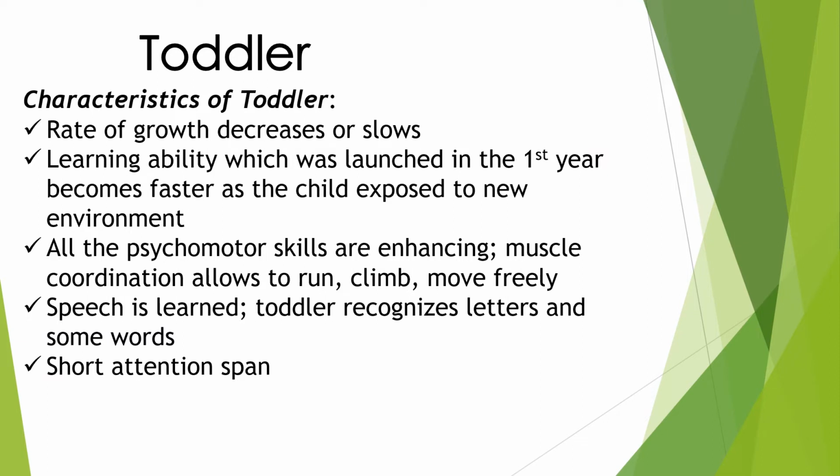These are the characteristics of a toddler. First, the rate of growth decreases or slows. Then, learning ability, which was launched in the first year, becomes faster as the child is exposed to new environments. Then all the psychomotor skills are enhanced. Muscle coordination allows them to run, climb, or move freely. Speech is learned. A toddler recognizes letters and some words, and has a short attention span.